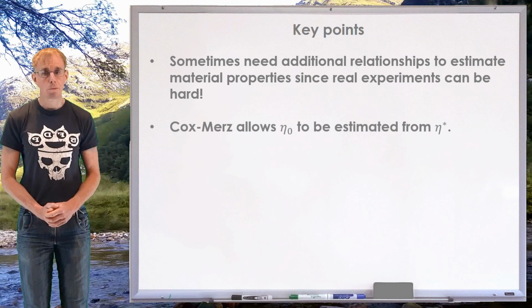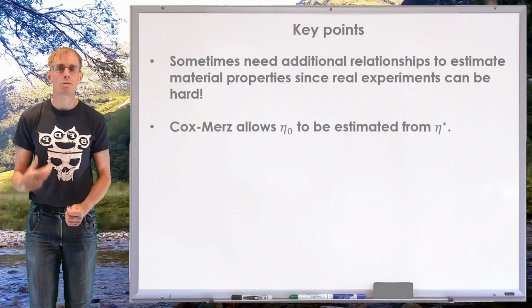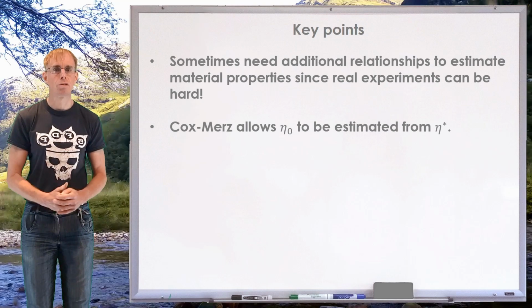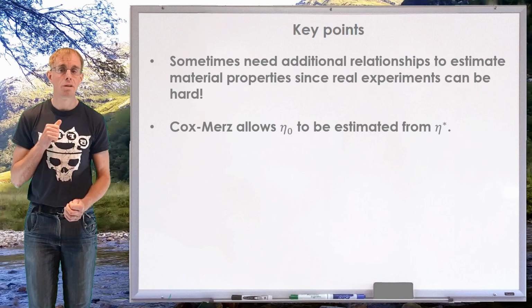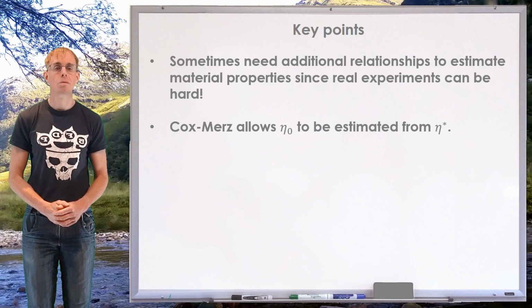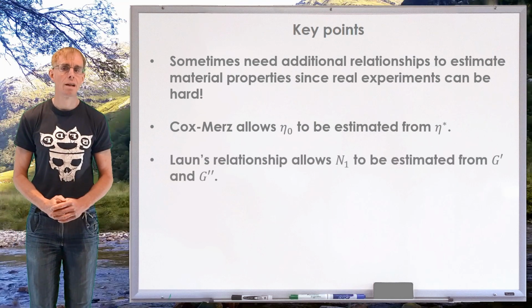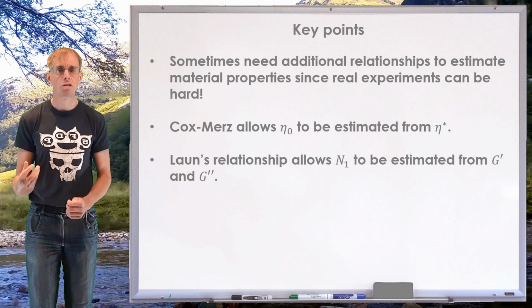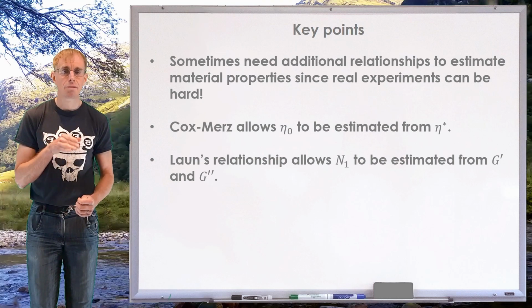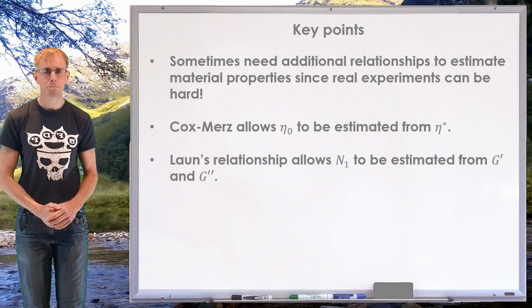So sometimes we need to be able to estimate material properties from different types of measurement. And we've seen the Cox-Merz rule. That allows us to estimate shear viscosity from complex viscosity being a far easier and more reliable measurement to take for some polymer systems. We've also seen Laun's relationship, which allows us to estimate the first normal stress difference from the viscous and elastic moduli.